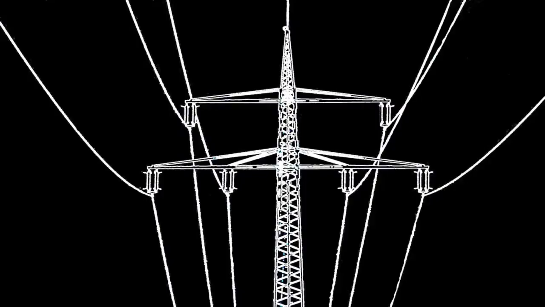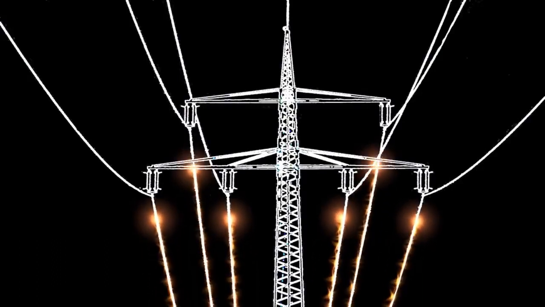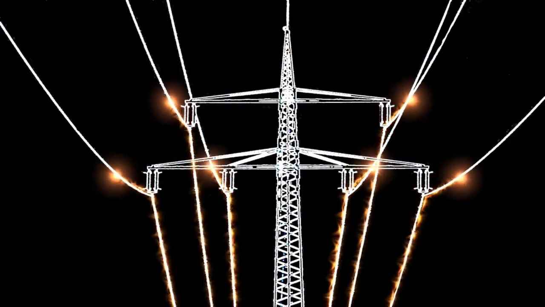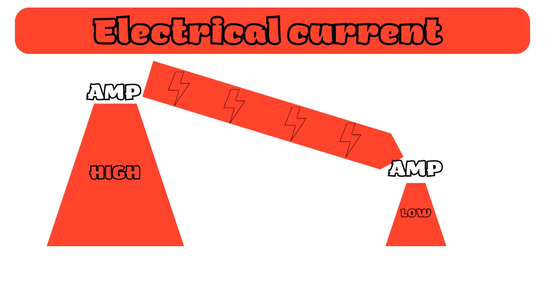Electrical current. Electrical current is the flow of electric charge through a conductor, such as a wire. It is typically measured in units called amperes and is represented by the symbol I in equations. Electric current is generated by an electrical voltage, which pushes electric charge through a conductor. The flow of electric charge is typically in the form of electrons, which are negatively charged particles that move from an area of high voltage to an area of low voltage.